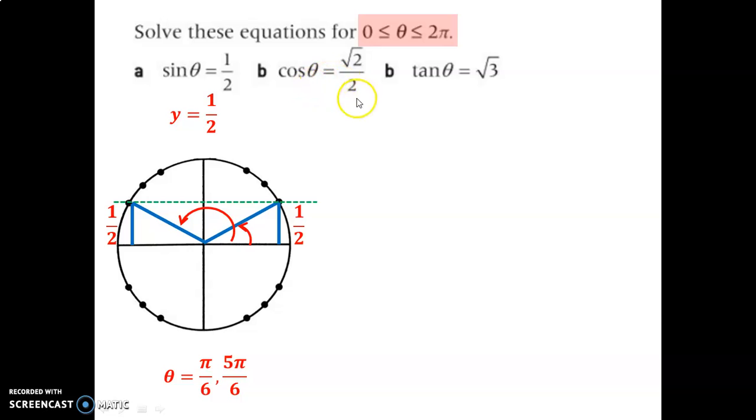All right, try the next one here. See if you can solve that. When are the x values, what angles produce x values of √2 over 2?